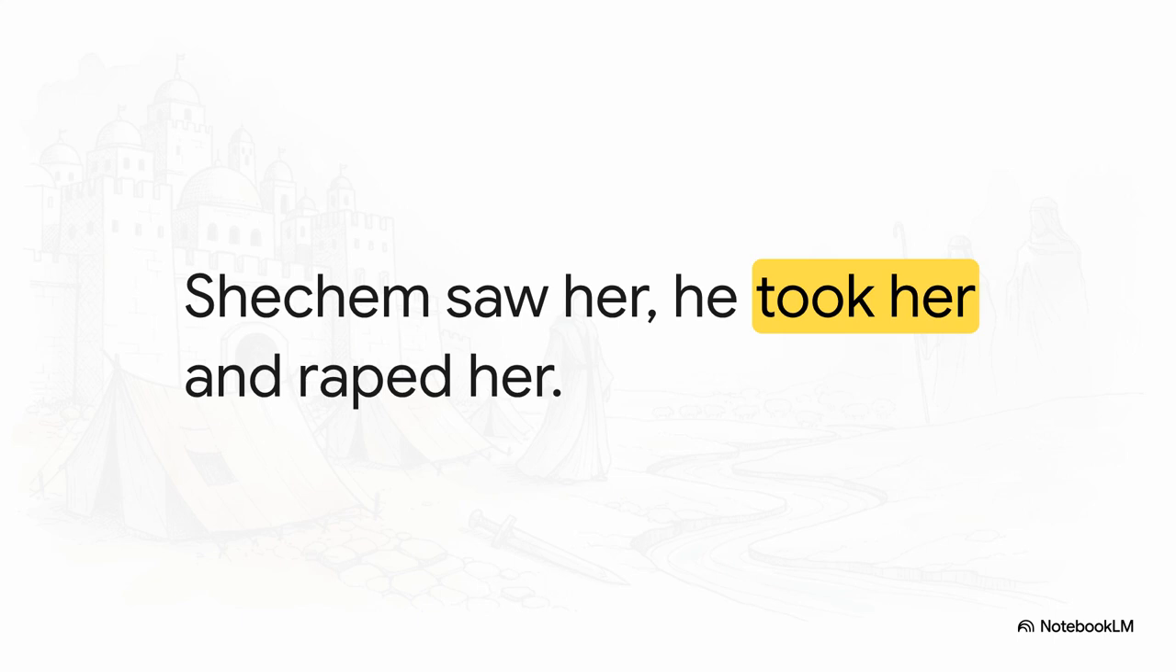The text explicitly states that Shechem, the son of the local Hivite ruler Hamor, saw Dinah, took her, and assaulted her. This is the absolute catalyst for everything that follows. It's a brutal, inexcusable violation that completely shatters the family's peace. But then, the text notes a really complex psychological turn. Shechem's heart is drawn to Dinah. He loves her, and he actually demands that his father get her for him as a wife.